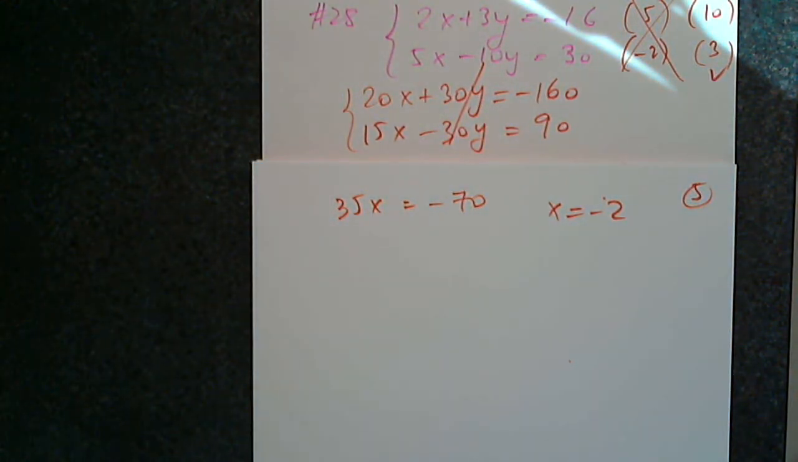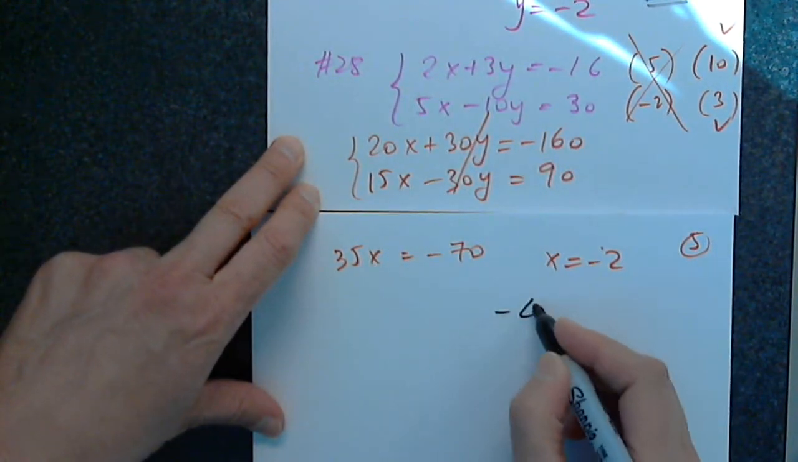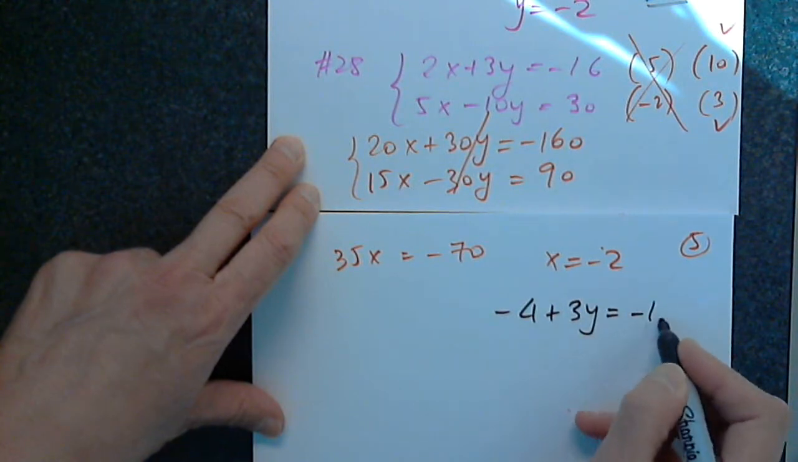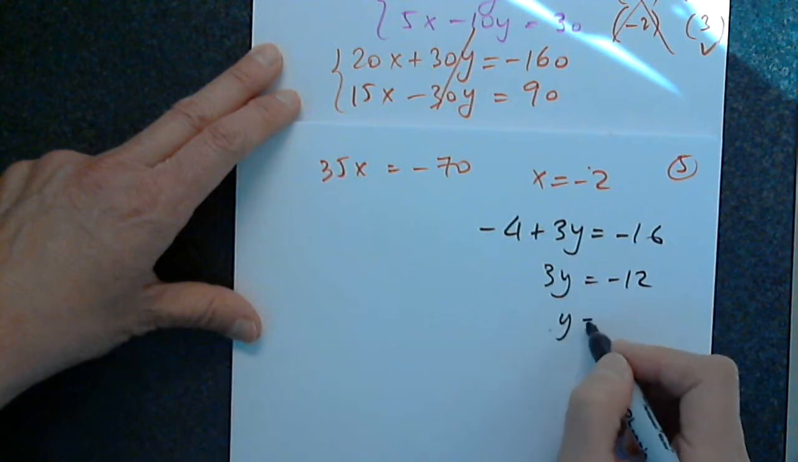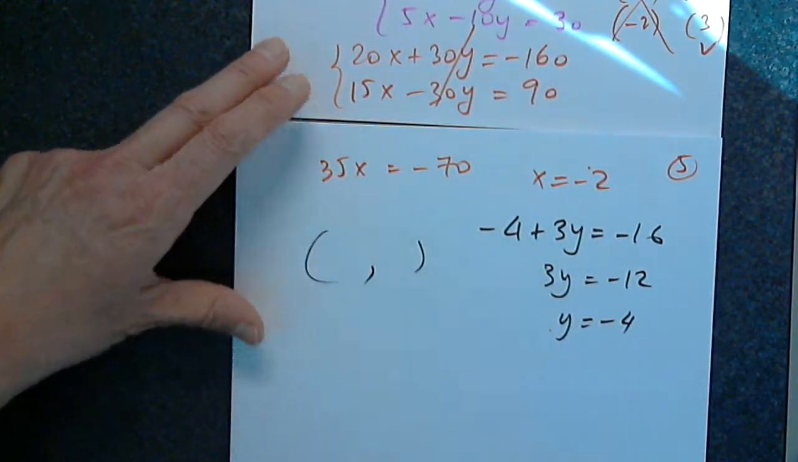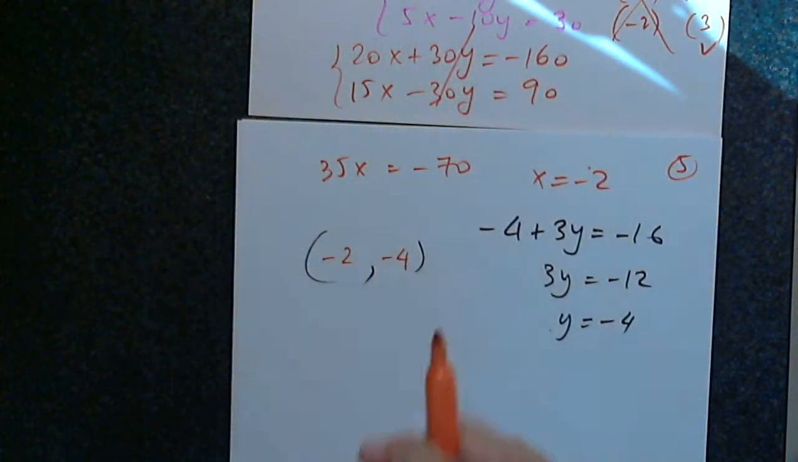I have to go back to the original problem with x equals negative 2. So I'm going to go back here and write negative 4 plus 3y equals negative 16. So 3y will be negative 12 and y equals negative 4. It appears, I don't know for sure, but it appears that the solution is negative 2, negative 4. Correct. Any questions?